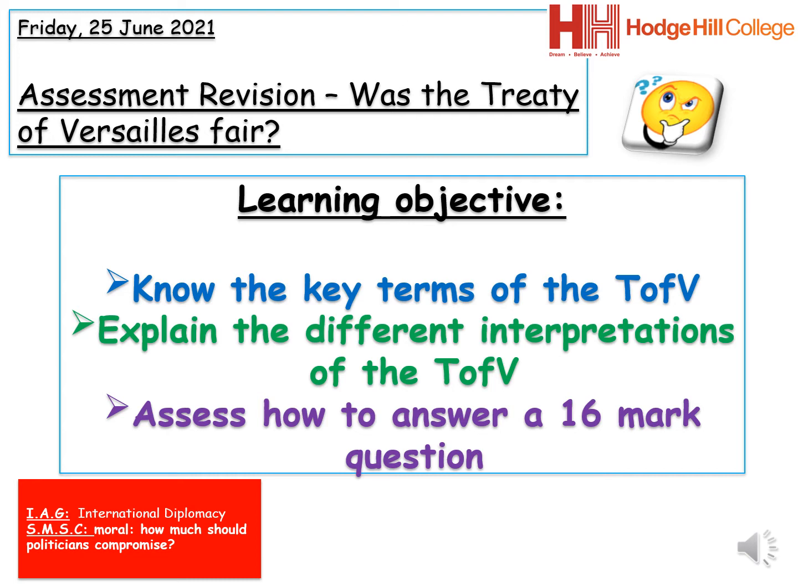So if you have a look at this slide, you can see the learning objectives. What we're going to get you to do first of all is to show us that you know the key terms of the Treaty of Versailles, so what the Treaty of Versailles actually did to Germany. We're going to get you to explore and explain the different interpretations of the Treaty of Versailles, so talking a little bit about why some people think it was fair and why others think it was unfair. And then finally we're going to look at how you answer a 16-mark question in history, what you need to include and how you need to structure it so that you feel confident when you get back to school that you can have a good go at your assessment.